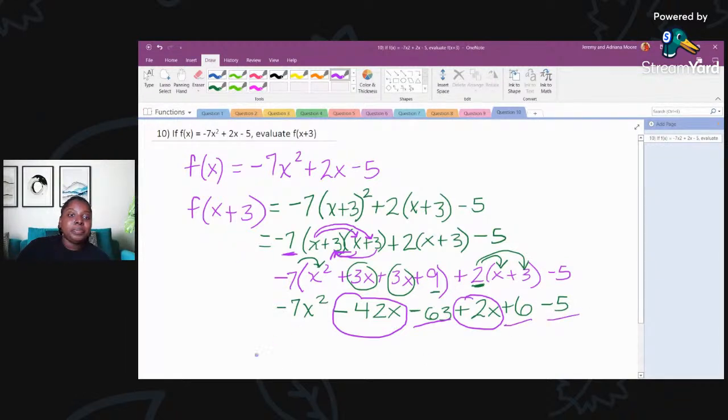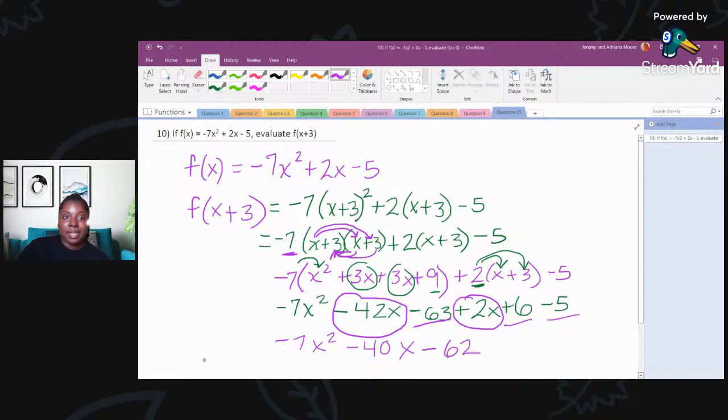But all right. So negative 7x squared, negative 42x plus 2x, different signs, we subtract, and we're going to get negative 40x. And now negative 63 plus 6 minus 5. So negative 63. Hey, Anna, I miss you, girl. So we're going to do different signs, subtract. We get negative 57. Minus 5 is a negative 62.